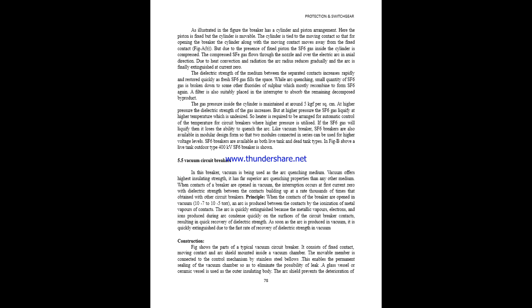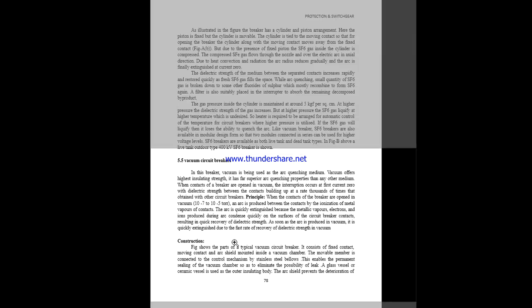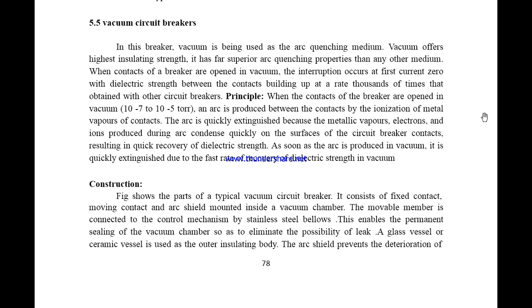And next let us see about the vacuum circuit breakers. In a vacuum circuit breaker, the quenching medium is a pure vacuum, and we can say that this offers the highest insulating strength so far while quenching the arc. When contacts of a breaker are opened in vacuum, the interruption occurs at the first current zero with the dielectric strength between the contacts building at a rate of thousands of times that obtained with the other circuit breakers.